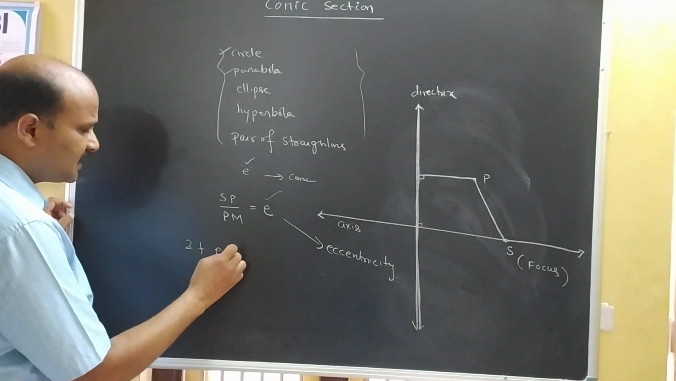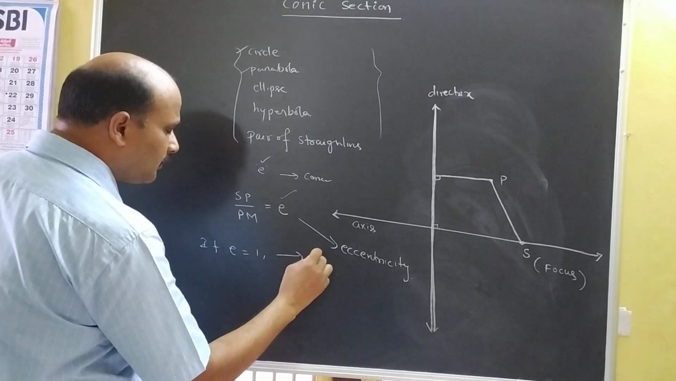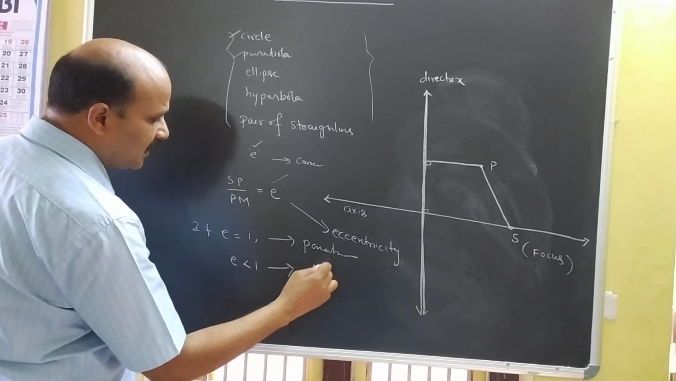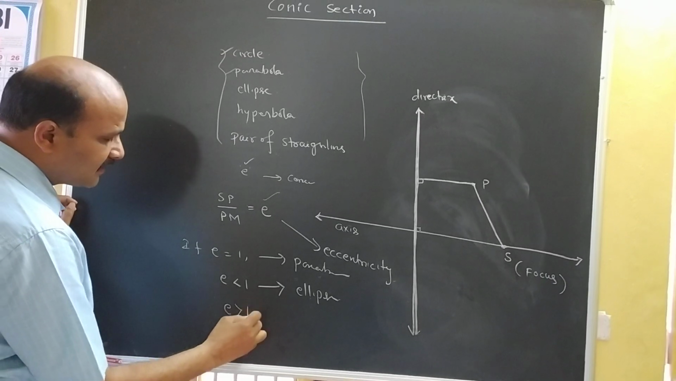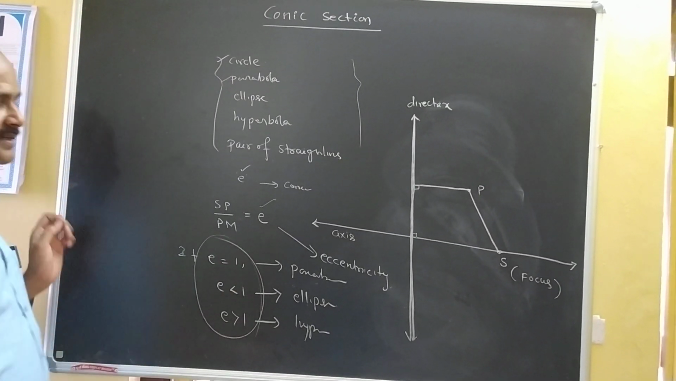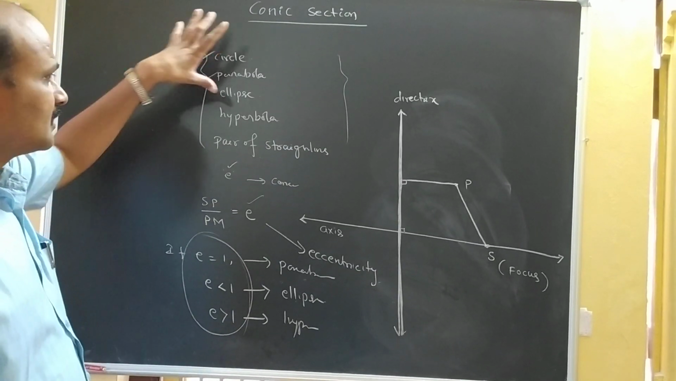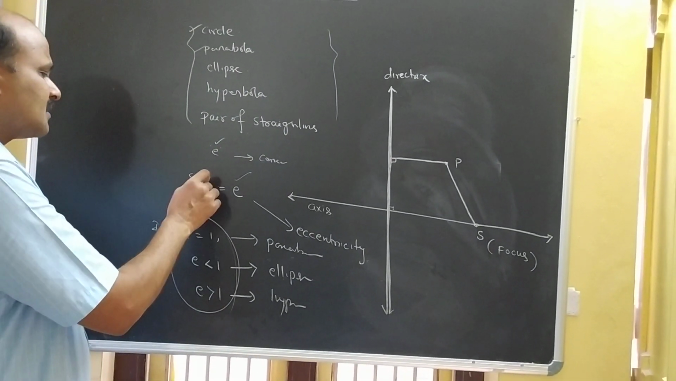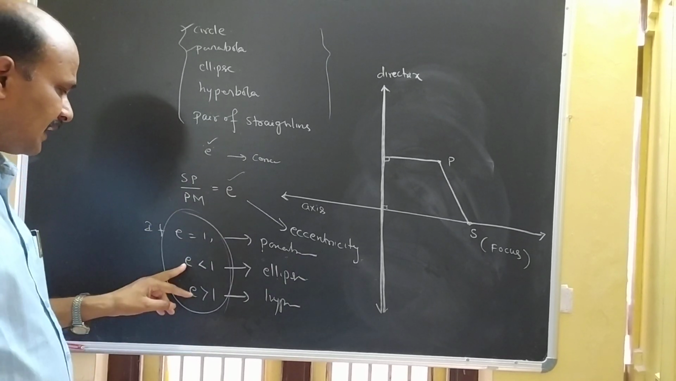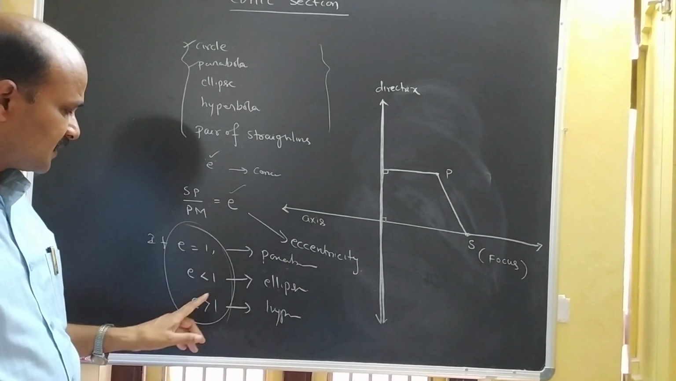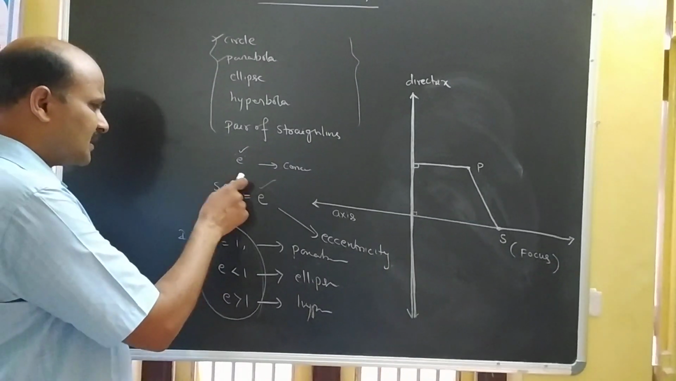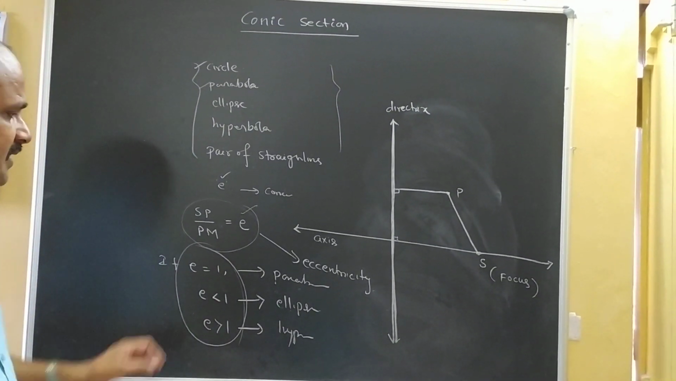Suppose if E is equal to 1, the conic is called a parabola. And E less than 1, that conic is called an ellipse. And E greater than 1, that conic is called a hyperbola. So, depending upon this eccentricity, we classify the conic. This is the constant ratio SP by PM is equal to E. Now let us discuss when E is 1, that is the equation of the parabola.